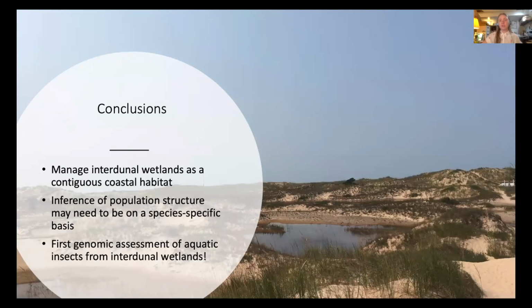Interdunal wetlands are globally ranked as G2 habitats, meaning they're imperiled due to rarity, and state ranked as S2 based on vulnerability to extinction. Based on our results indicating structure in a highly dispersive aquatic insect, our dragonfly, we recommend that interdunal wetlands are managed as a contiguous coastal habitat with a focus on management that prevents any disruption to genetic connectivity. Our results also indicate that population genetic structure cannot be directly inferred based on dispersal ability, and this elucidates the idea that inference of structure may need to be on a species or even habitat-specific basis.